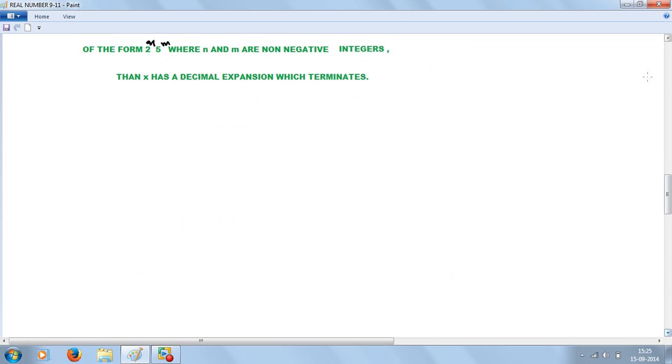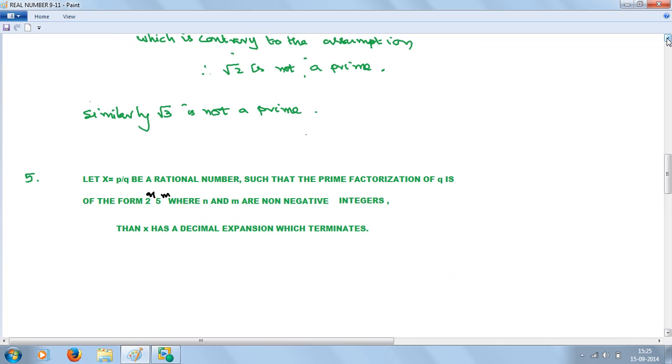So we'll go to the next theorem. If x is equal to p by q, a rational number, such that the prime factorization of q is of the form 2 to the power n multiplied by 5 to the power m, where n and m are non-negative integers, then x has a decimal expansion which terminates. So this theorem is useful in finding out whether the decimal expansion terminates or not. That's all.